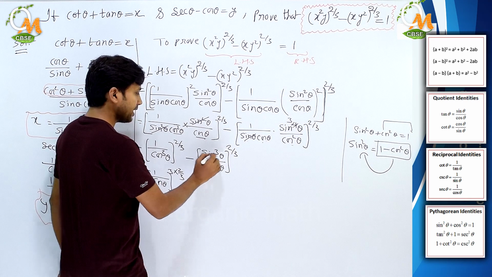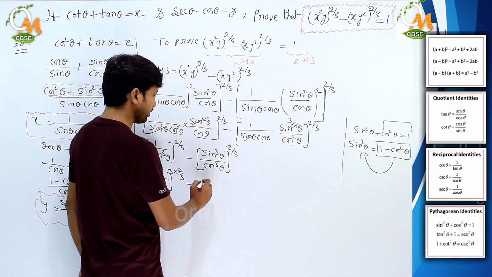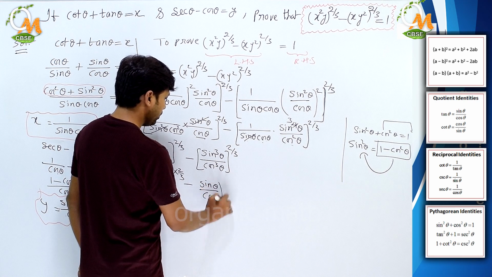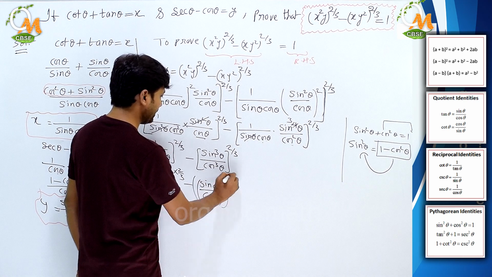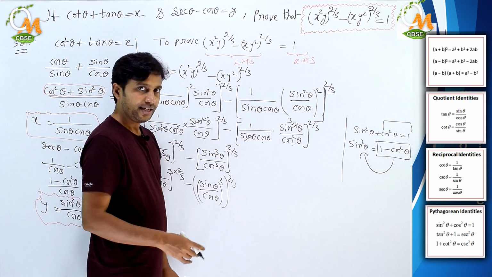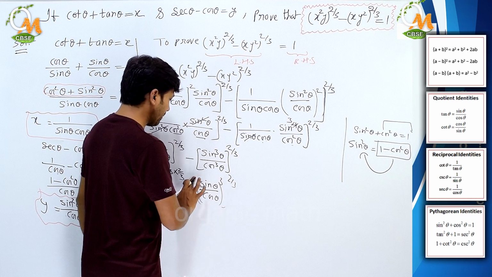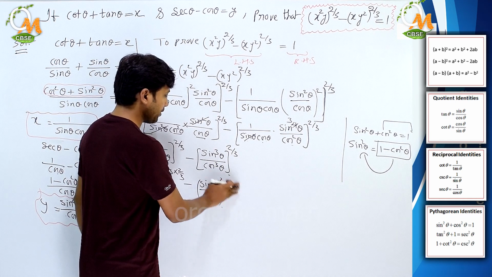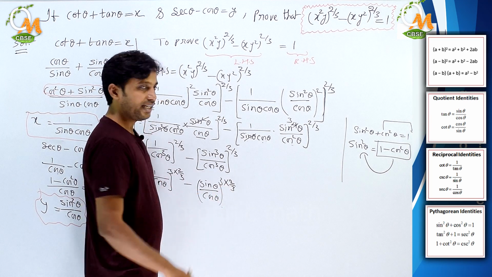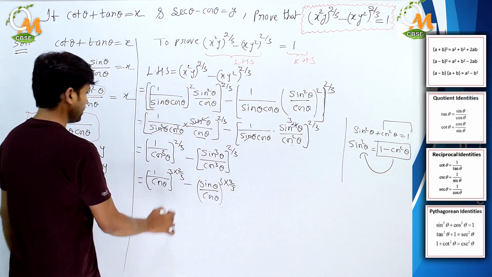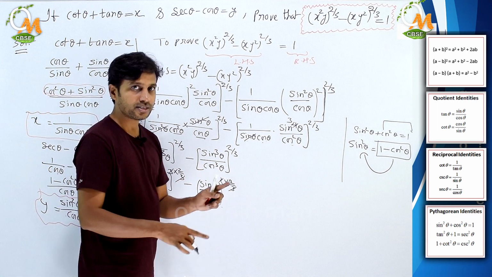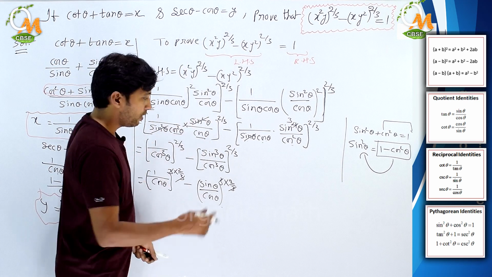Here also sin theta by cos theta whole cube we can write, whole power 2 by 3 is there. A to the power of m whole to the power of n can be written as a to the power of mn. That is called the power to power property from the laws of exponents. Anyways, here we can multiply the exponents. Now just see, we can cancel 3 and 3 in the denominator and numerator parts of the exponent value.